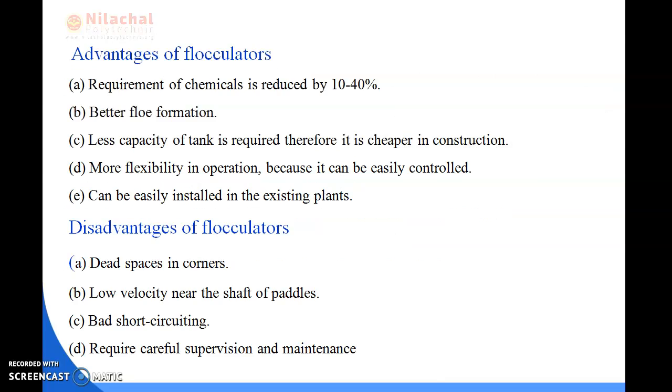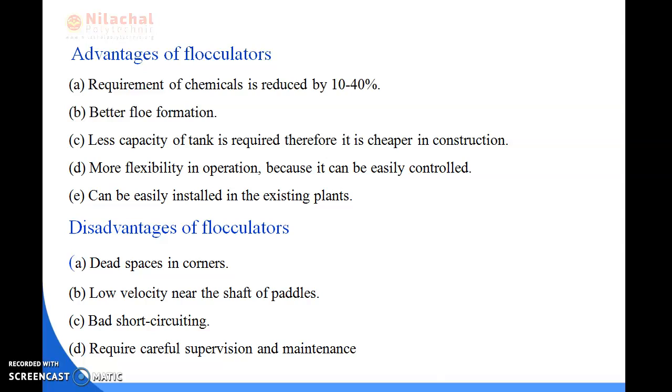Okay, so now we will be reading about the advantages and disadvantages of flocculators. In the advantages of flocculators, the requirement of chemicals is reduced by 10 to 40%. Better floc formation. Less tank capacity is required, therefore it is cheaper in construction. More flexibility in operation because it can easily be controlled. It can be easily installed at existing plants. Okay, this is all about the advantages of flocculators.